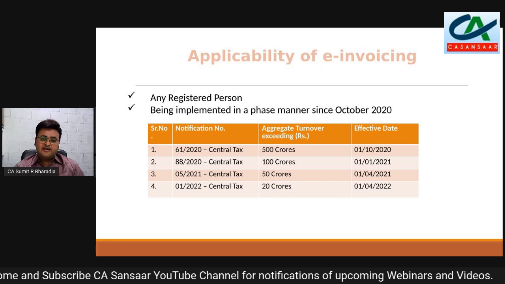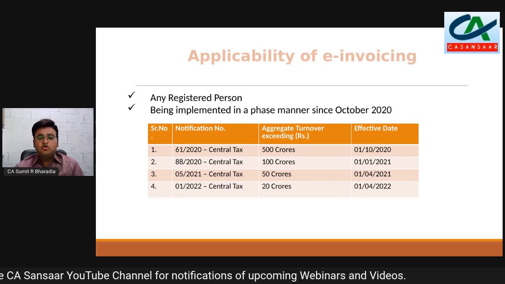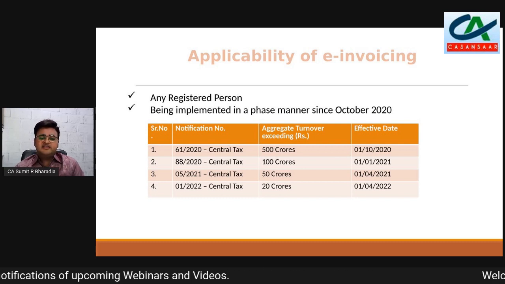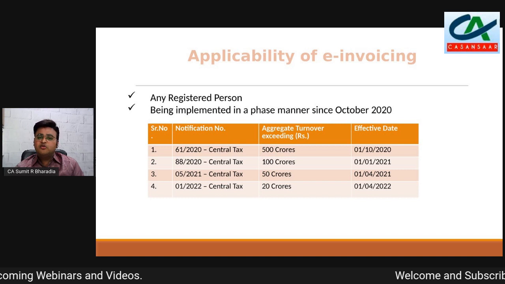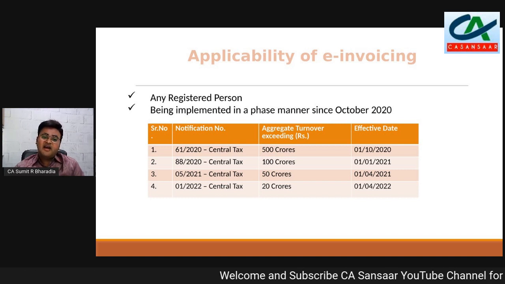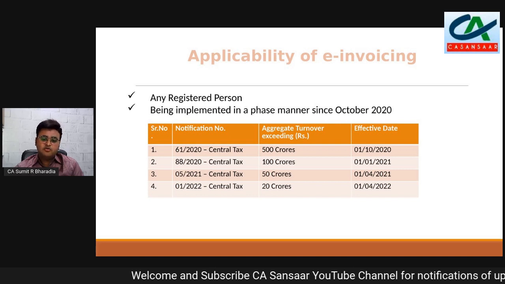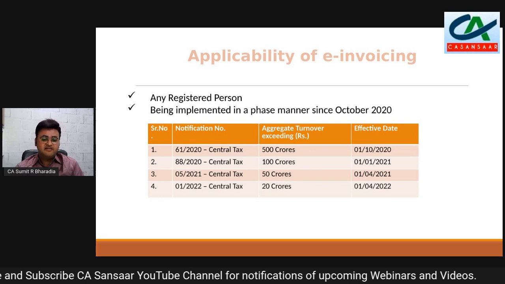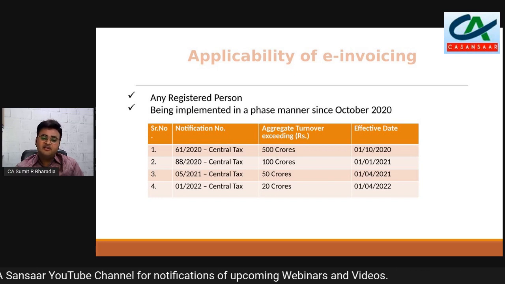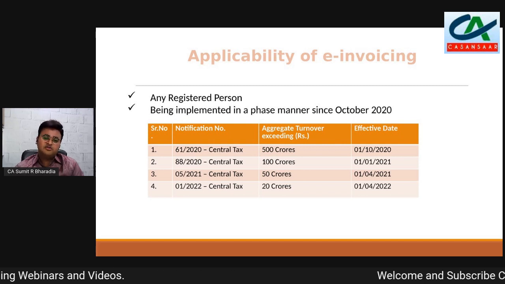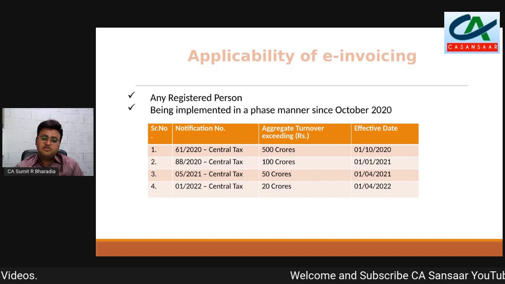Let's now look at the applicability of e-invoicing. To whom is e-invoicing applicable? It is applicable to any registered person, but it has been rolled out in a phased manner starting from October 2020 when the aggregate turnover limit was 500 crores. Then it came down to 100 crores from 1st January 2021 and then 50 crores from 1st April 2021. And now it is applicable to any registered person having aggregate turnover exceeding 20 crores from the 1st of April 2022.